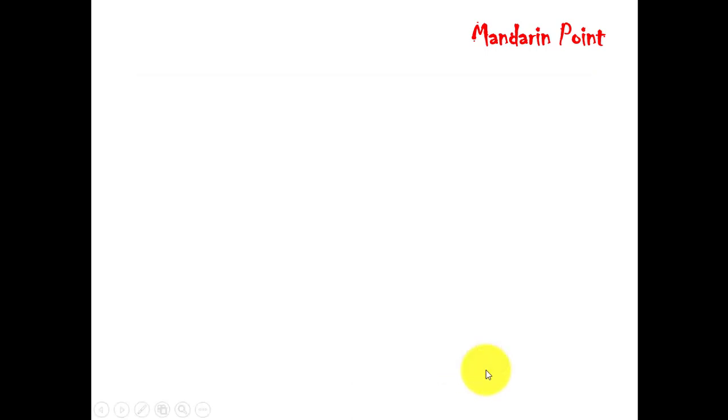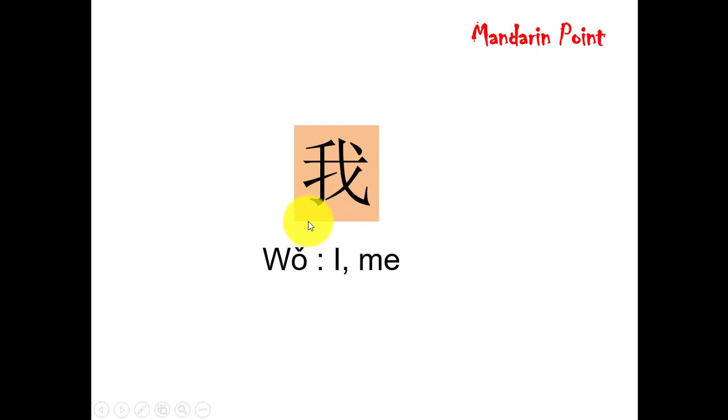Let's start with our first word. Here we have 我, meaning I or me. Now let's move towards our next step, decomposition of this character into its basic components. We can see on left side there is 手, meaning hand, and on the right side we have 戈, meaning weapon. So both of these components can be directly derived from basic strokes.